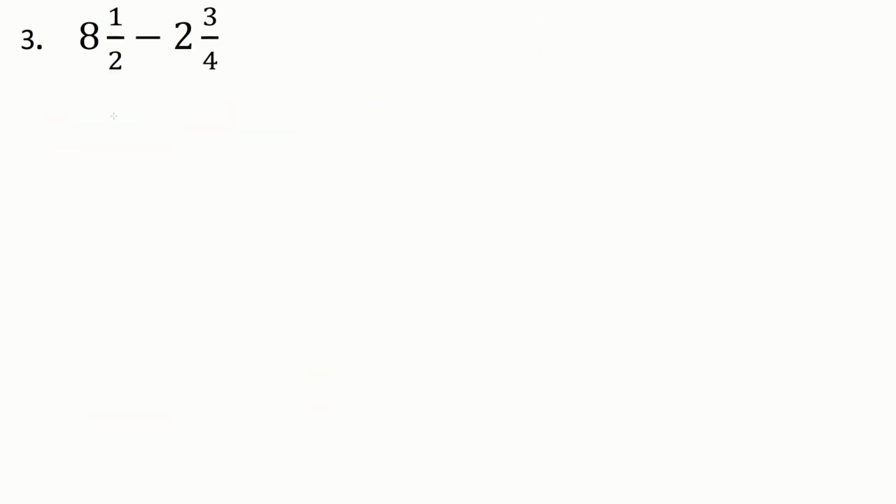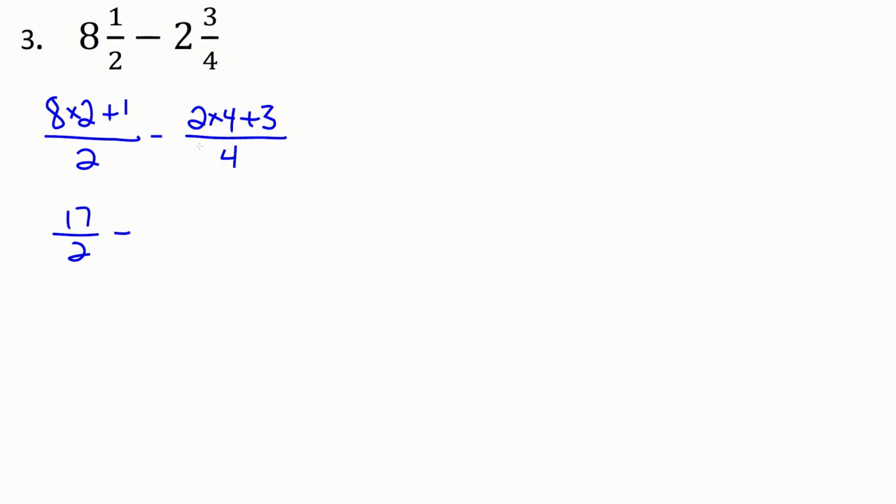Okay, our last example, another subtraction with mixed numbers. So I'll do it first by converting out of the mixed numbers. So again, that formula is 8 in front times the 2 in the bottom, plus the one that was already there over 2, minus 2 times the 4 that was in the bottom, plus the 3 that was already there over 4. So 8 times 2 is 16, plus 1 is 17 over 2, minus 2 times 4 is 8, plus 3 is 11 over 4.